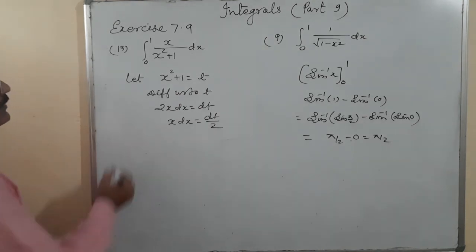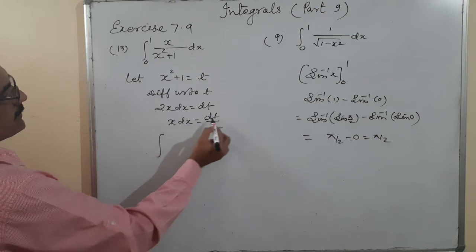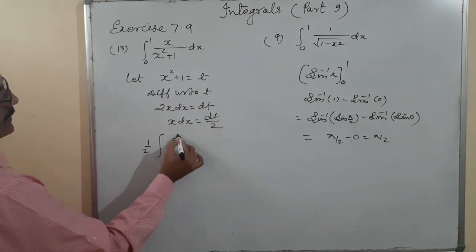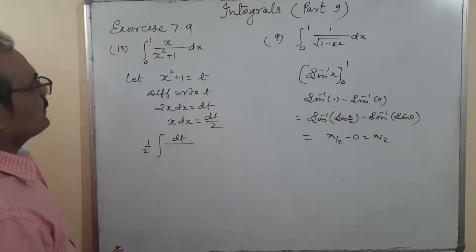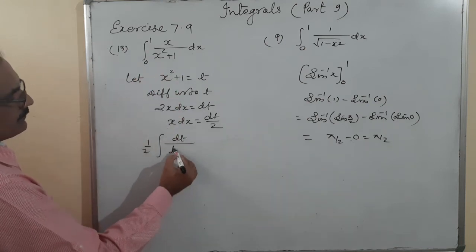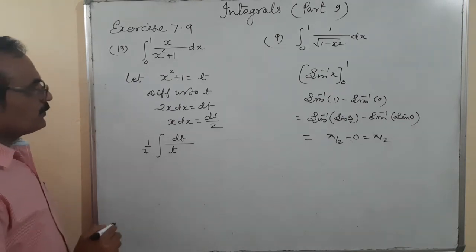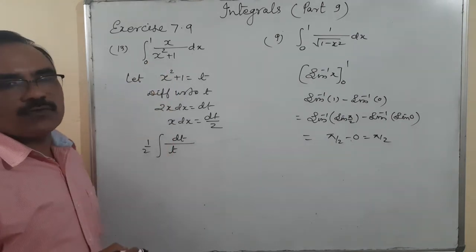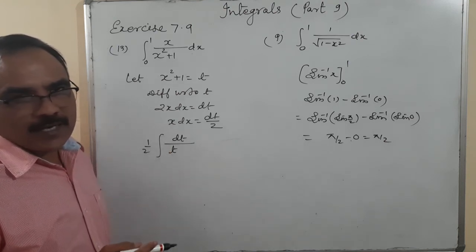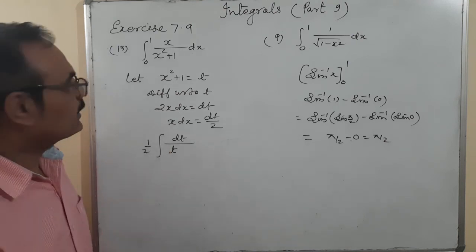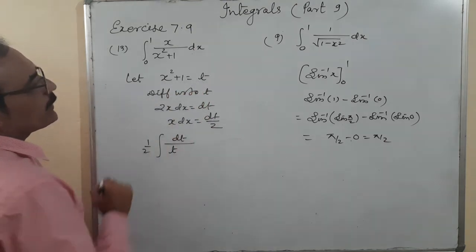Okay. So this question can be written here as 1 upon 2 times dt upon t, since x square plus 1 is t. Here one thing: the question which is in the form of x we have converted into the form of t, so accordingly we have to change the limits also. How to change the limit? x square plus 1 is equal to t.